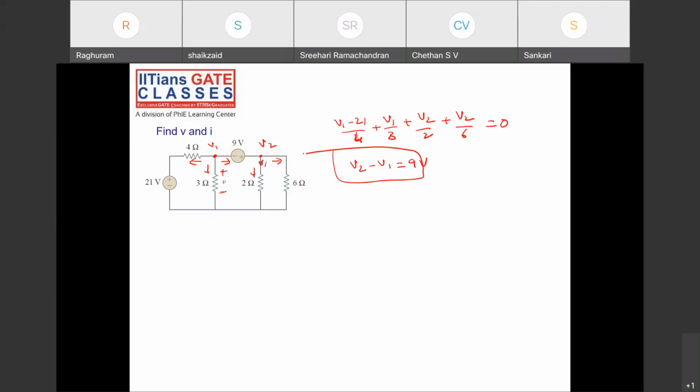Okay. So solve these two for V1 and V2. You'll get V equal to V1 and I is V2 by 2. Okay. Is everyone clear how to write down the equations? The solution is simple. Writing the equations is important. Clear? Shall I move on to the next one? Clear.